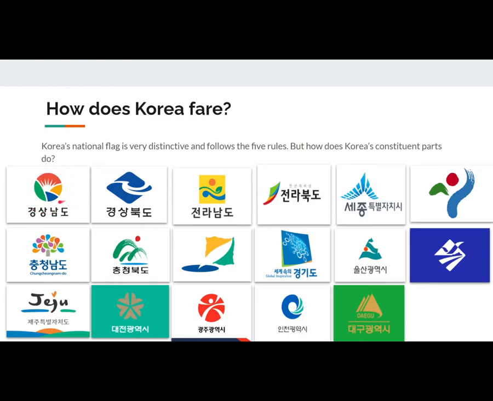Like Gyeongsangnam-do, that logo's pretty okay. Yeah. Gyeongsangbuk-do, I don't know what. I think it's a river. I think it's supposed to be the Nakdong River. I think. Maybe. But we see the sunrise here. Gyeongsangnam-do, we see the sunrise. We see like a hill. I think that's the Nakdong River as well.